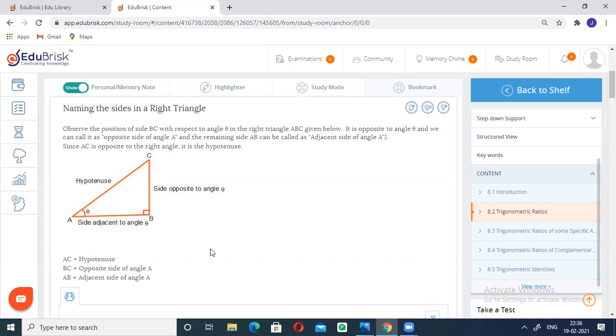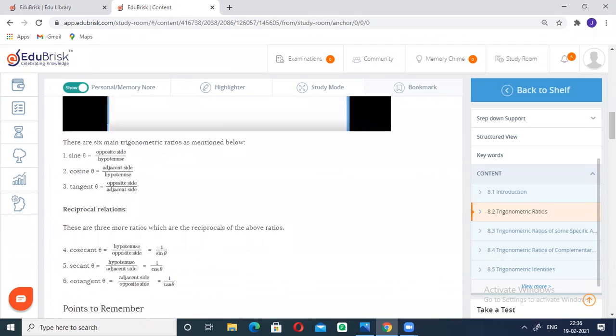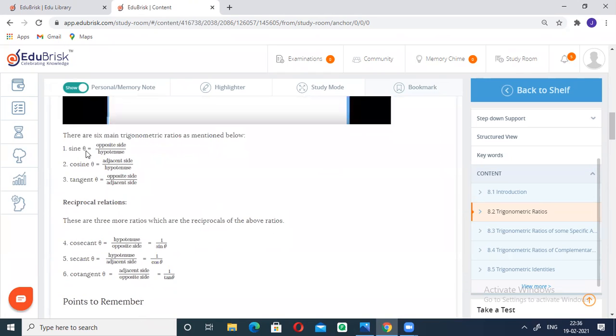So how do we write these trigonometric ratios, and what are they? They are sine. What is sine theta? Sine theta is opposite side divided by hypotenuse, the side opposite to theta divided by hypotenuse. Cosine, or we say cos. Cos theta is the side adjacent to theta divided by hypotenuse. Tan theta, or tangent, is equal to opposite side divided by adjacent side.